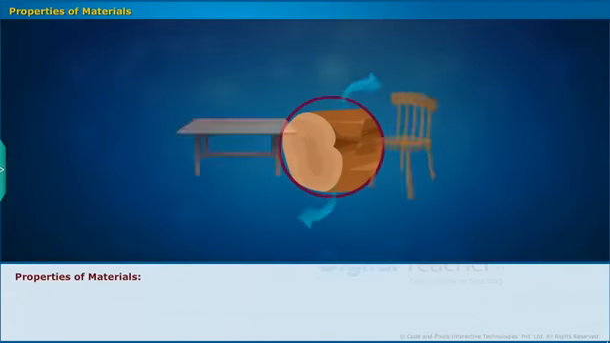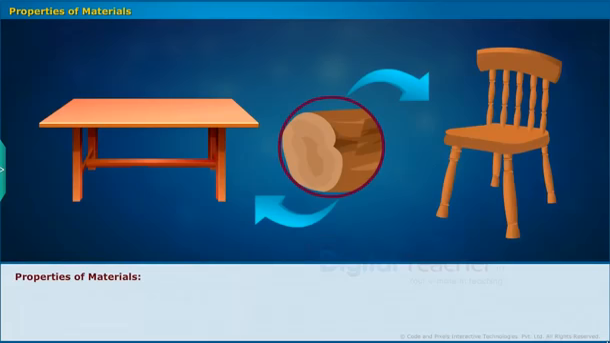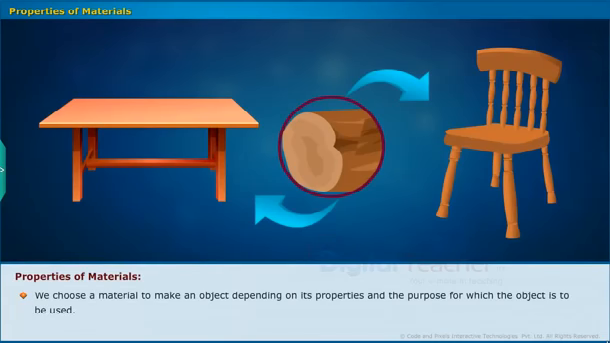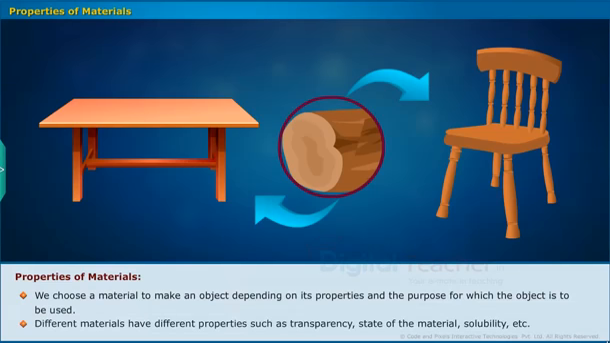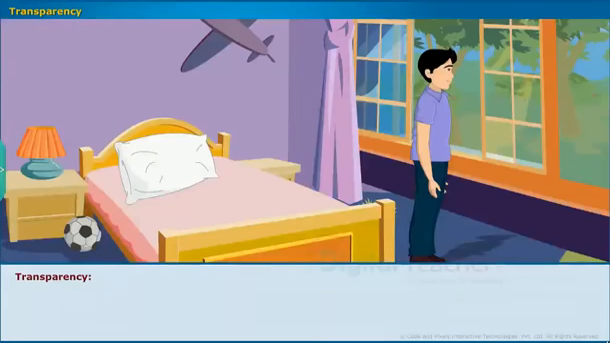Let us know about the properties of materials. We choose a material to make an object depending on its properties and the purpose for which the object is to be used. Different materials have different properties such as transparency, state of the material, solubility, etc. Now, let us discuss the transparency of materials.